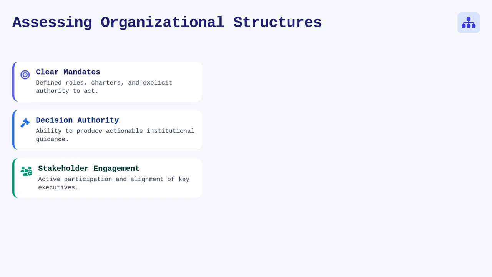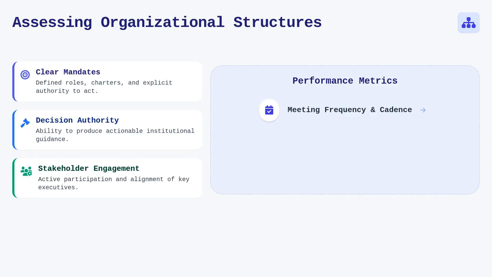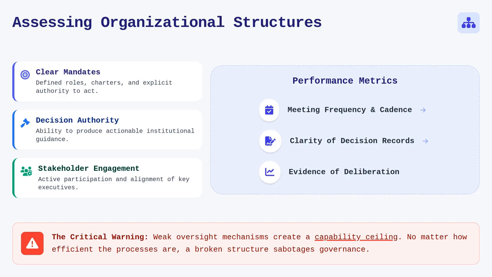Effective organizational structures must have formal charters, regular meeting cadences, and evidence of deliberation that translates into institutional guidance. When assessing these, we define metrics based on the frequency of meetings, the clarity of decision-making records, and the level of participation by key executives. If these structures are weak, it does not matter how efficient your processes are, because the oversight mechanism itself is broken, which effectively creates a ceiling on the overall capability of the organization.